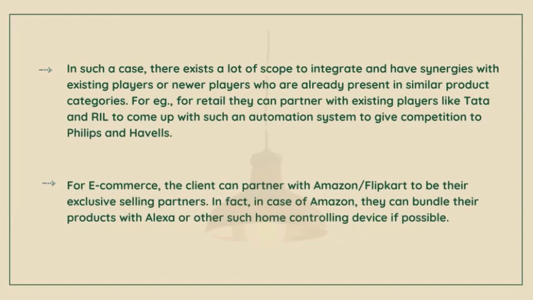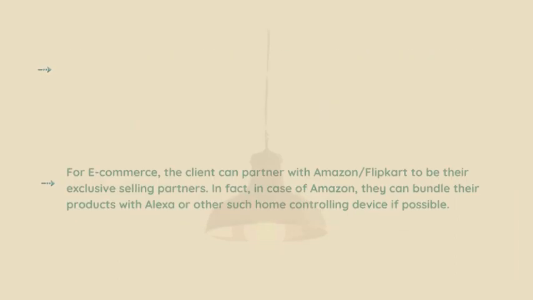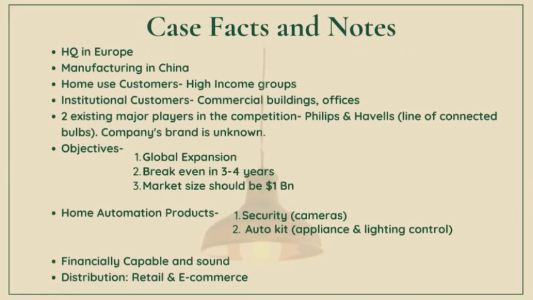It is thereby concluded that there exists a lot of scope to integrate and have synergies with existing players or newer players who are already present in similar product categories. To explain with an example, for e-commerce, the client can partner with Amazon, Flipkart to be their exclusive selling partners. Long story short, you can go through this and understand the whole case.